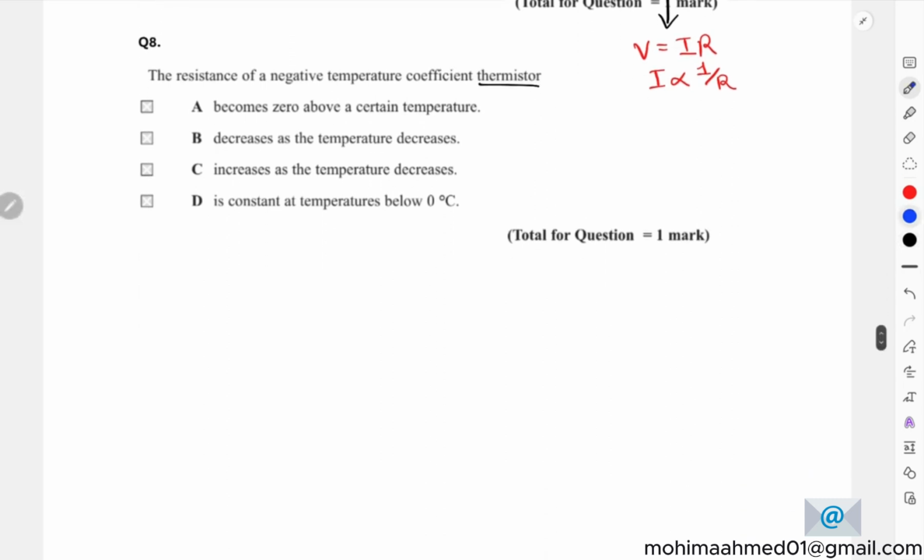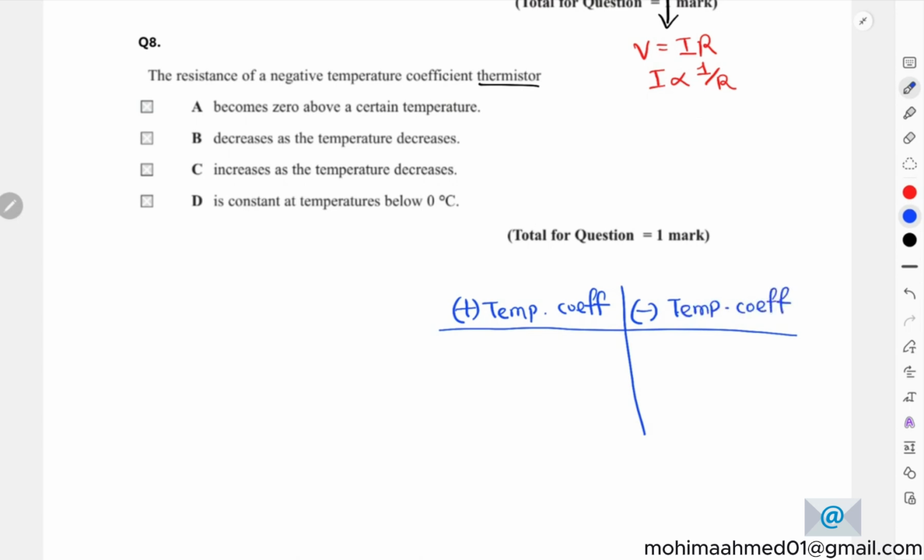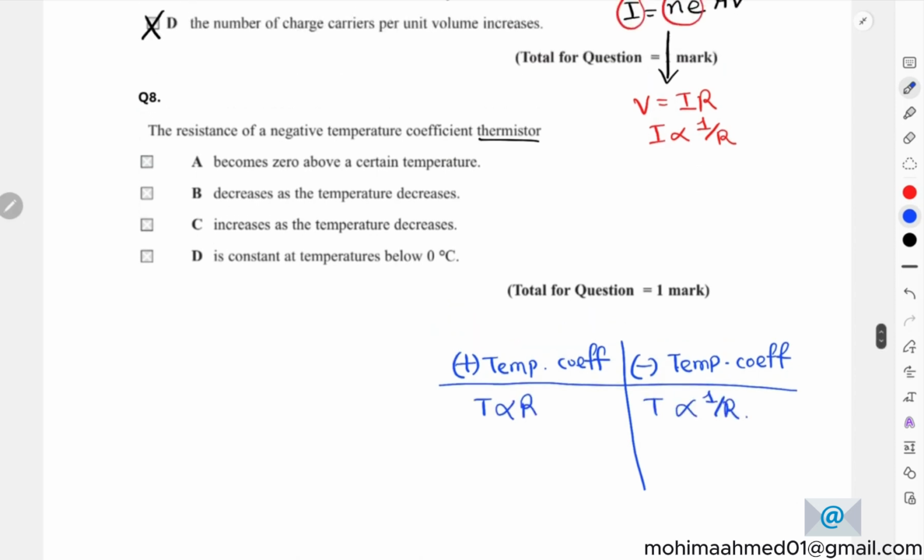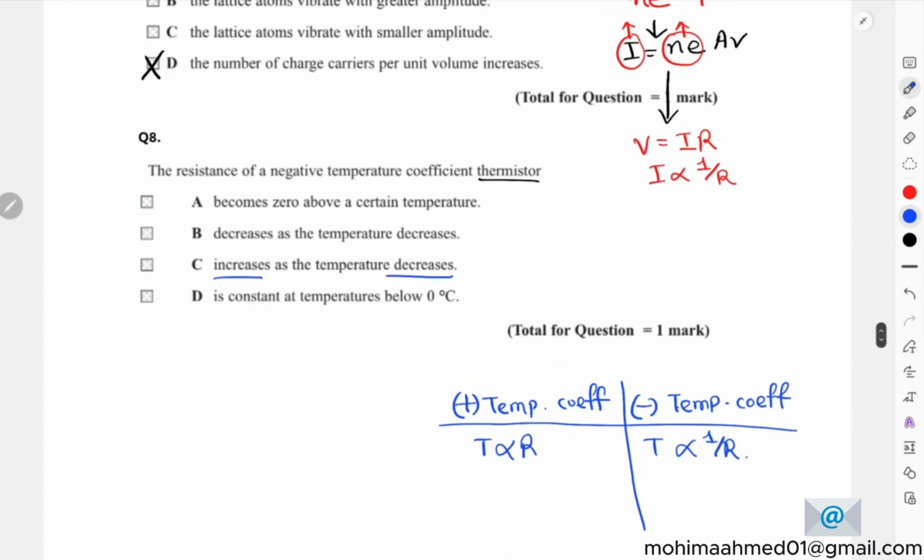Let me just write this down over here very quickly. Positive temperature coefficient: temperature and resistance are directly proportional. Negative: temperature is inversely proportional to resistance. Okay. In that case, resistance increases as temperature decreases, right? Option C is the correct answer. Other than that, all the answers are wrong. This would be the correct answer for a positive temperature coefficient conductor, which is the filament bulb, right?